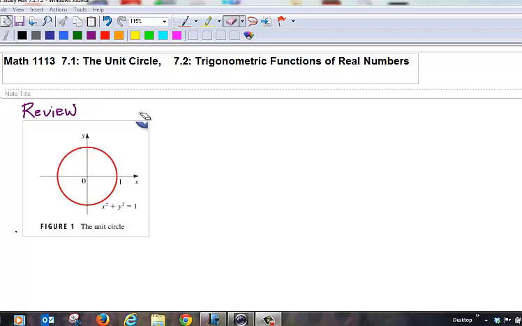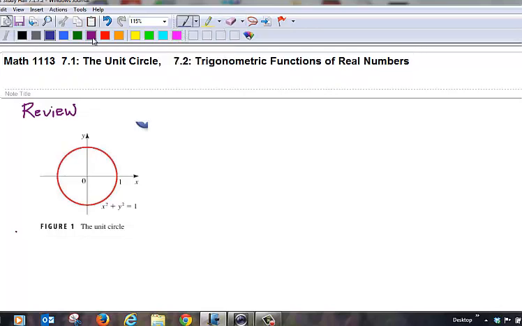Okay, folks, let's talk about the unit circle here in relation to what we've already learned in the course. Section 7.1 is all about the unit circle, and this is a diagram from that section in the book, but I'm going to change it and say, let's review what we already know. So instead of saying that this is a circle of radius 1 or a unit circle, let's call this a circle of radius r, so that the equation of this would be x squared plus y squared equals r squared.